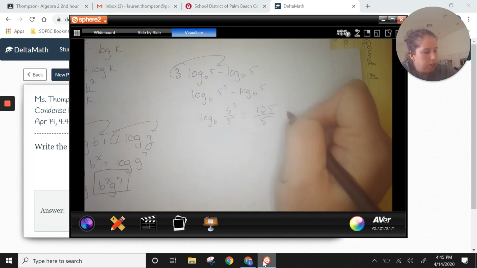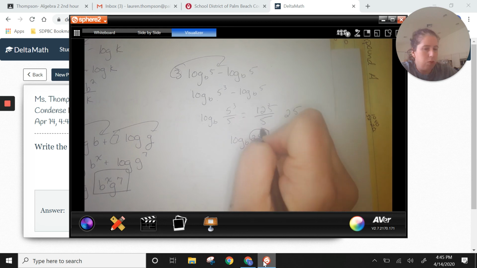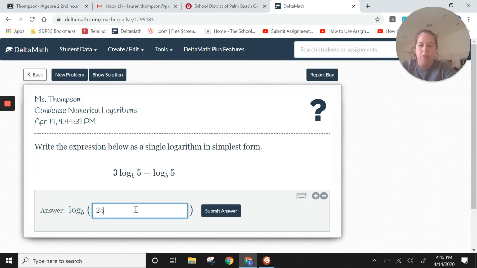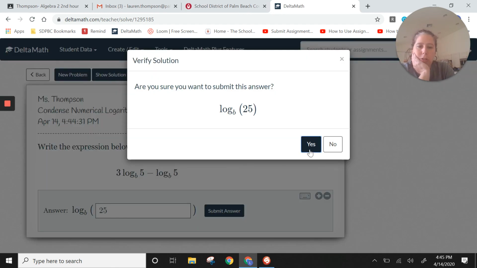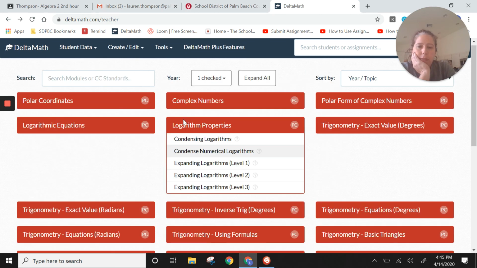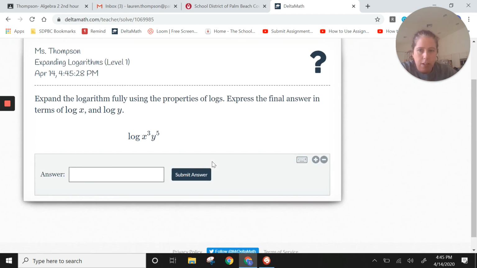So 5 goes into 12 twice, carry the 2, that's 25. Guys, that's log base b of 25. So 25 should just be your answer. Let's put it in. It's already got the log base b there, so just put the number and submit my answer. Yes, we got it right. Okay, awesome. Now let's do the expanding ones. Okay. So log x to the 3rd, y to the 5th.